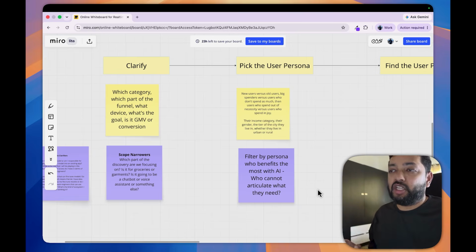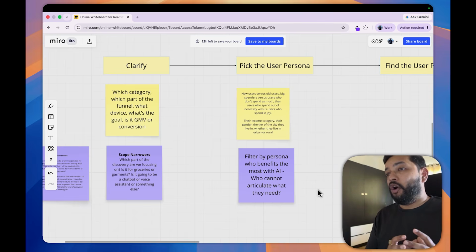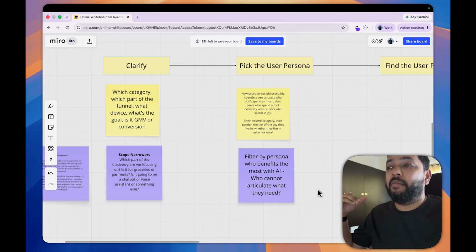But that's the big change that you make in an AI product sense question. You move from picking standard personas, who are typically the high value ones, to someone who is most benefited by AI, and that someone is typically someone who cannot articulate or who cannot understand your product well.